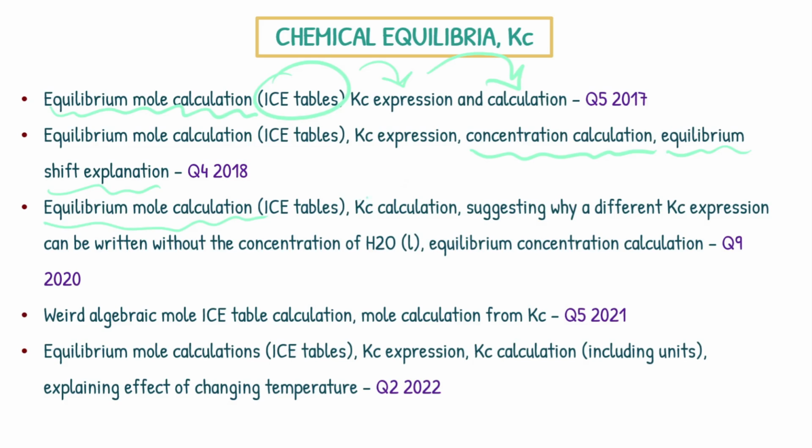Again, equilibrium mole calculation using ice tables is my suggested method right here. Kc calculation and suggesting why a different Kc expression can be written without the concentration of H2O. So this is a question-specific one. Okay, so just check out question 9, 2020 if you're a bit confused. And then equilibrium concentration calculation right here at the end.